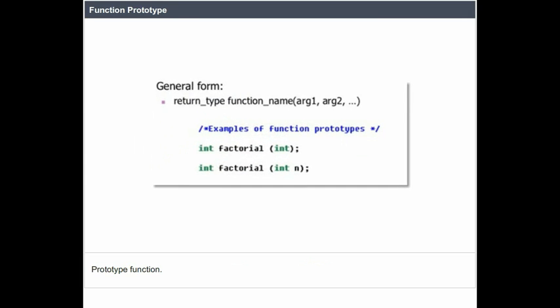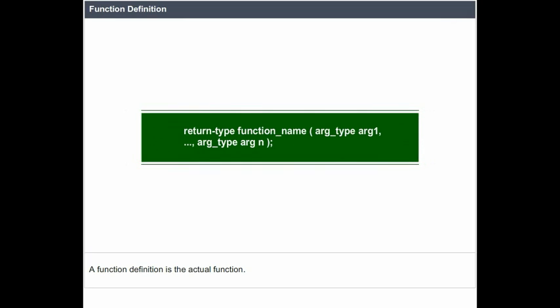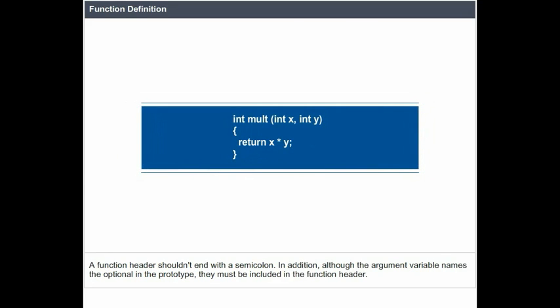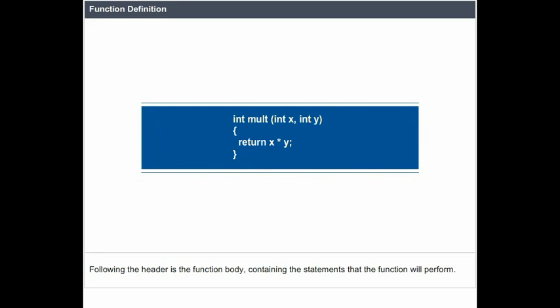Function definition. A function definition is the actual function. The definition contains the code that will be executed. The first line of a function definition, called the function header, should be identical to the function prototype with the exception of the semicolon. A function header shouldn't end with a semicolon. In addition, although the argument variable names are optional in the prototype, they must be included in the function header.